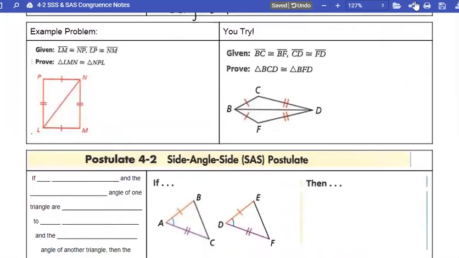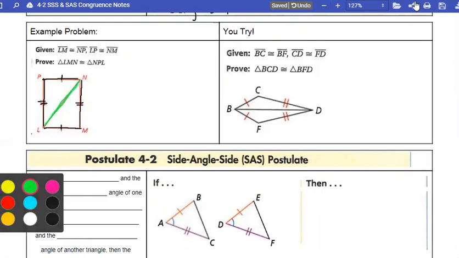Let's look at this example problem. It says, given that segment LM is congruent to segment NP, they are congruent because they both have 1 tick mark. And LP is congruent to NM, which both have 2 tick marks. It says, prove that triangle LMN is congruent to triangle NPL. If you notice, they only give us 2 sides that are congruent. What about this third side here, the one that I have in green?